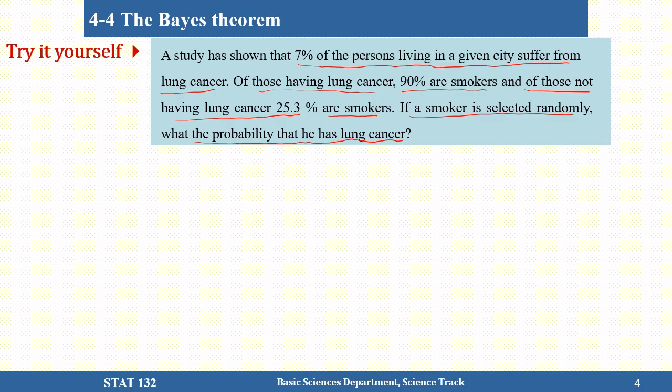Now, there are two things here, having lung cancer and being a smoker. So I will say LC is the lung cancer. So this is the event that a person has lung cancer. And S is the event that a person is a smoker.